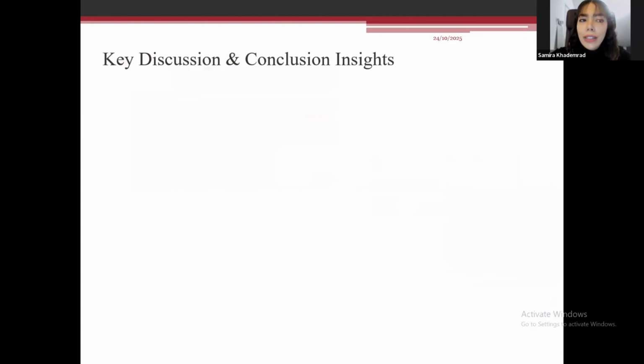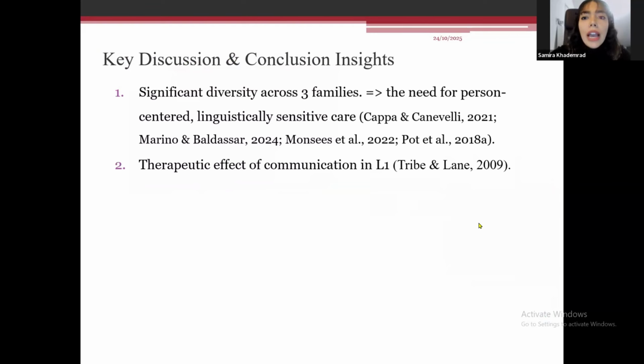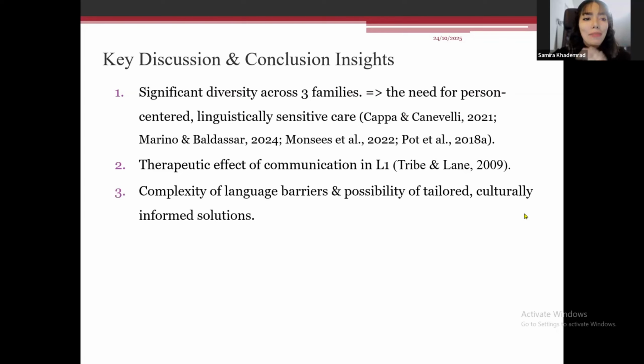So we extracted a few key points from the discussion and conclusion section. We witnessed a significant diversity across even only 3 families, which highlights the need for person-centered, linguistically sensitive care, as already mentioned by previous research. And this study also supports Tribe and Lane's finding in 2009, which highlights the therapeutic effect of communication in L1, that was obvious for us through their expressions of appreciation for being the center of research and to be chosen as the participants. And number 3, complexity.